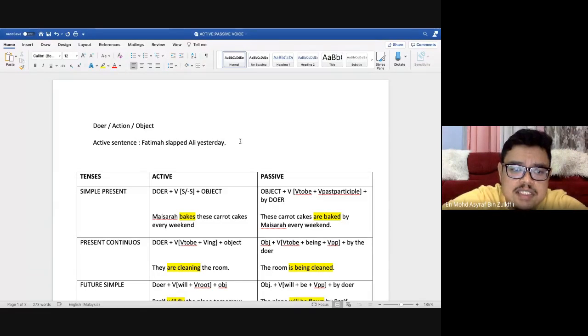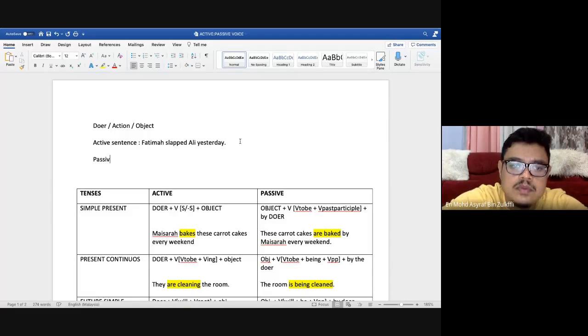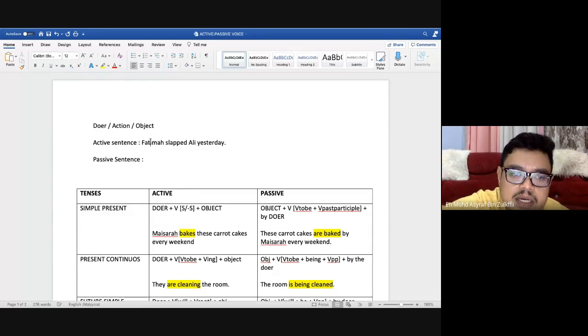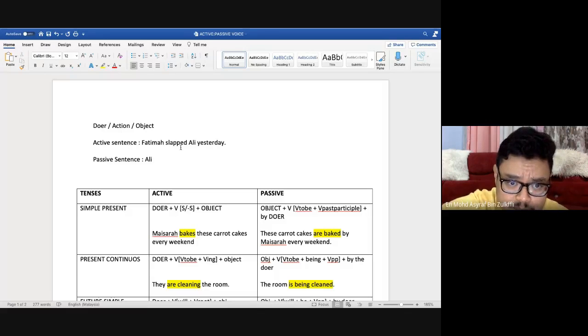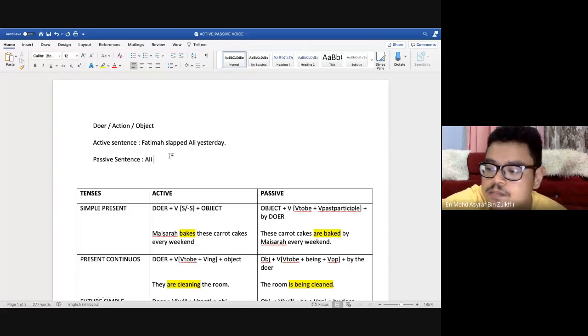Now, how do we change it into a passive sentence? Fatima is the subject and the doer of this sentence. But for a passive sentence, we have to put the object as the subject of the sentence. So we put Ali first, and then we have to change the action. If we reflect on the Malay language, we try to translate it.